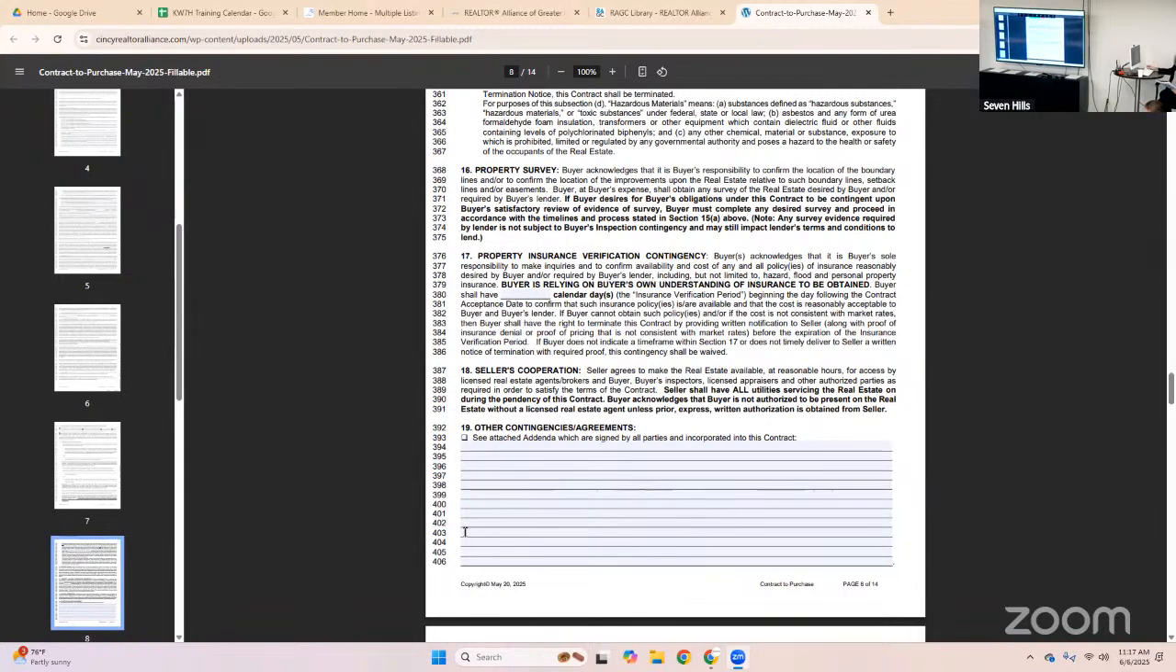So, a title insurance contingency: they changed the seller contribution from $300 to $500.